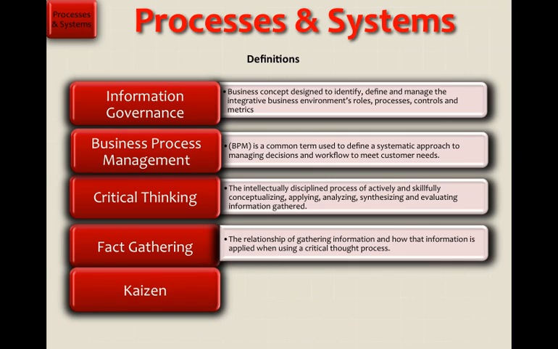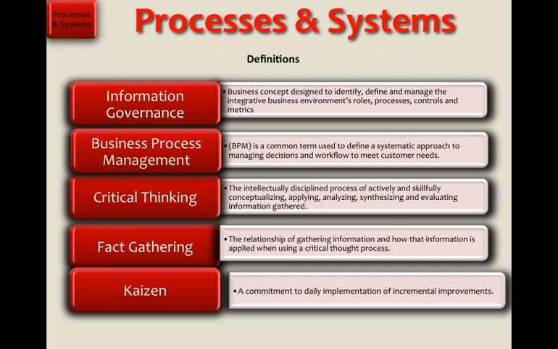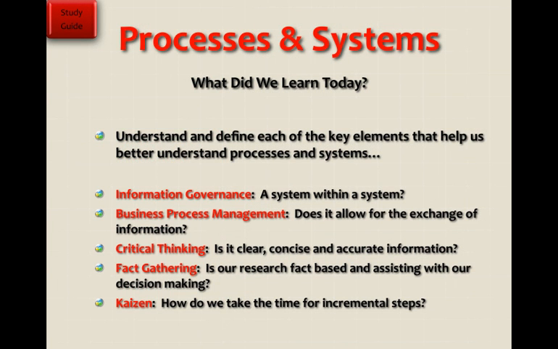And then Kaizen. Kaizen, taking those small steps, a commitment to daily implementation of incremental improvements or betterment. So what did we learn? Systems and processes, although different, work in concert with one another. And we need to learn how to be able to govern our information, put a structure around our business process management, use our critical thinking skills and fact gathering skills to make ourselves better with incremental steps over time.